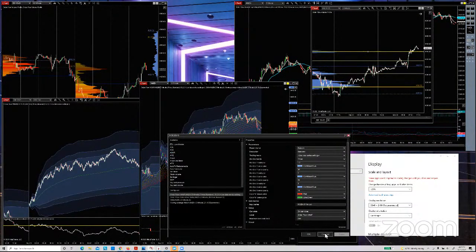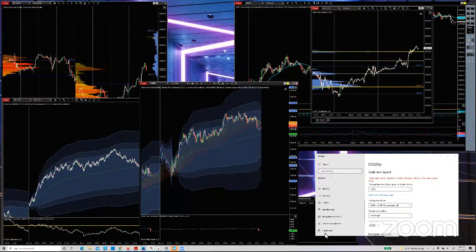Again, it's included in the platform. I'm not here to sell you a moving average ribbon and call it something else. It's already in the platform, guys. You have access to it. So you tweak it, you put the inputs how you want it.